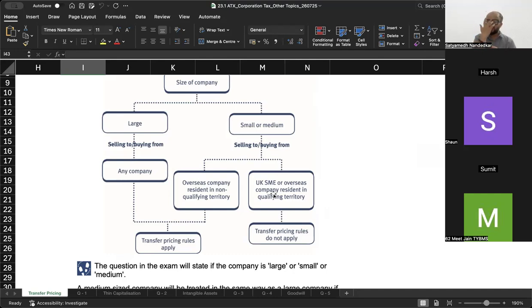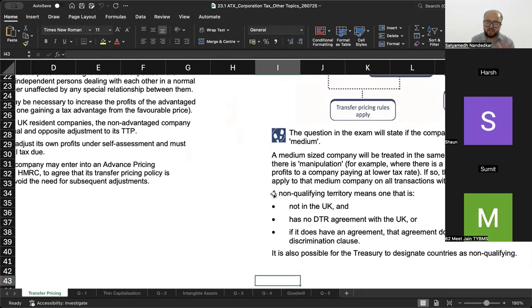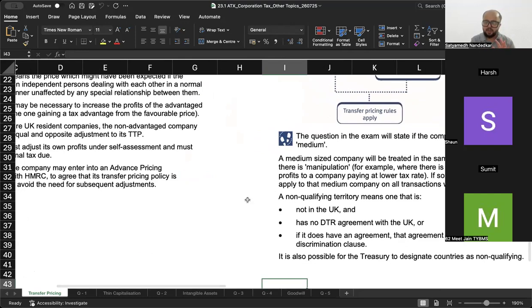Ab, how does transfer pricing work? I'll give you a simple example. Incorporate that in all your questions. ठीक है. क्वेश्चन में आपको हमेशा दिया रहेगा whether the company is small or medium or whatever it is.